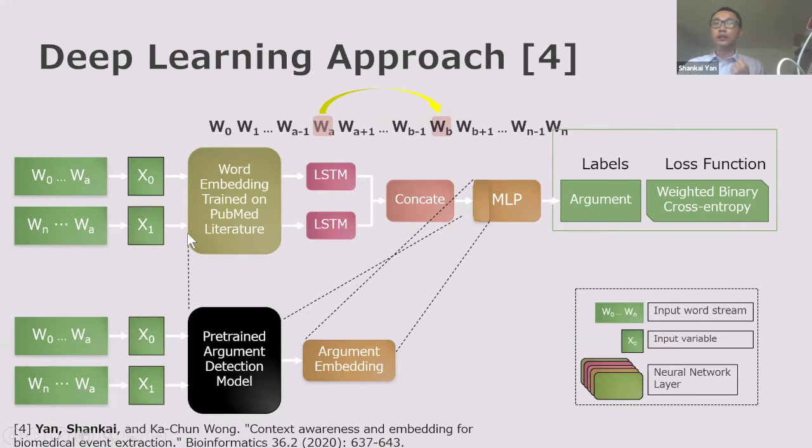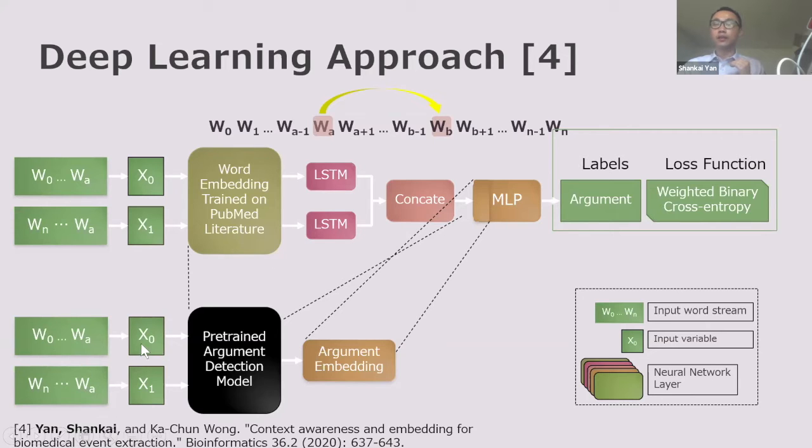Then we have an LSTM to take the input. Then we concatenate the outputs of these two streams. Then we use MLP layers to classify it. And that's the architecture of our deep learning approach.